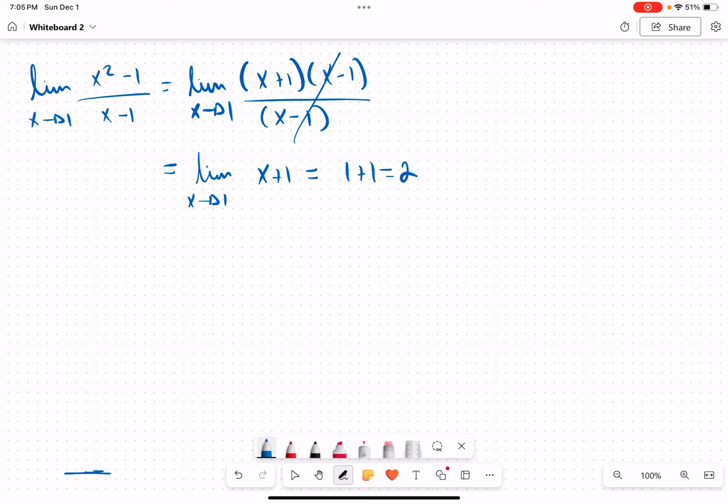So again, you end up with 0 over 0. Then I ask myself, can I factor something out? And I can, and I did. Then I eliminated those x minus 1 and we were left with x plus 1. Then I can substitute, and I have no issues, and I just get 2.